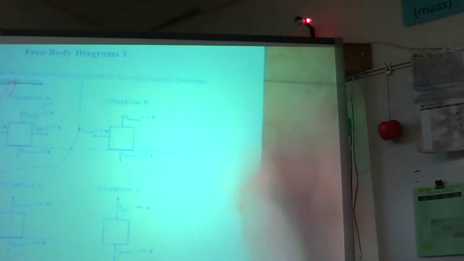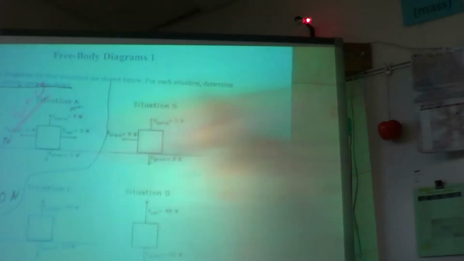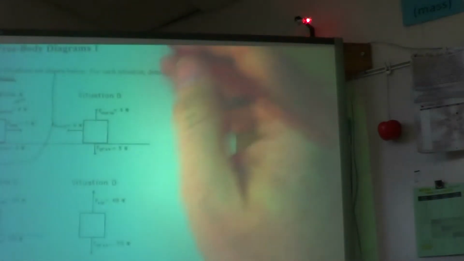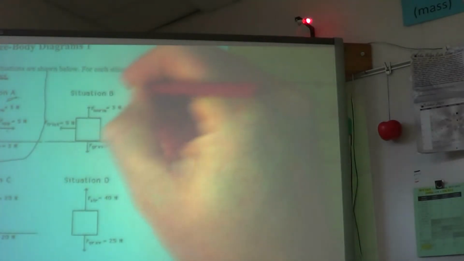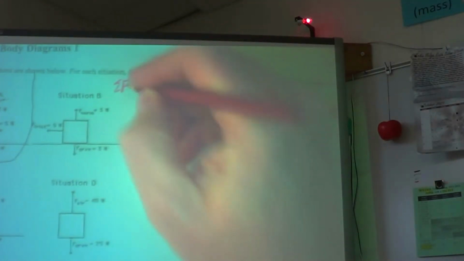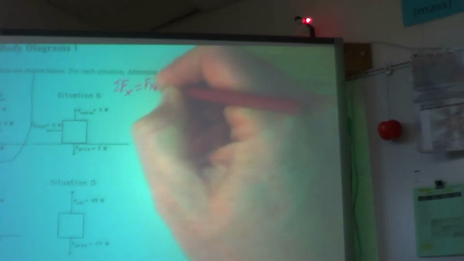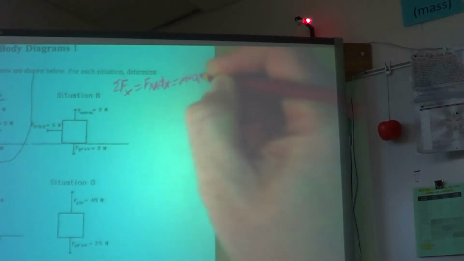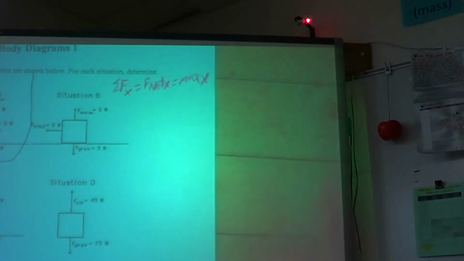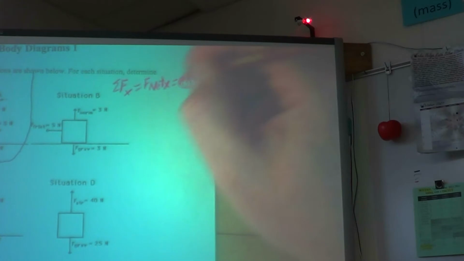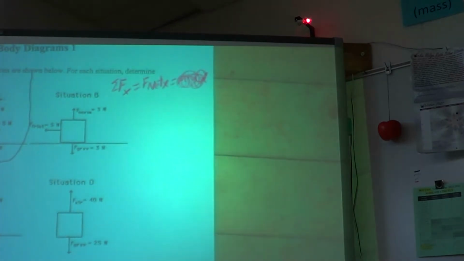So if we look at the situation, well here, then overall we can say the F net is equal to 0. Right, when we put all that together. So, sum of all my forces in the x direction is equal to F net in the x direction, which is equal to mass times acceleration in the x direction. I don't care about the mass and acceleration.